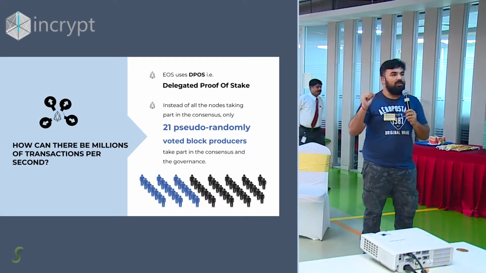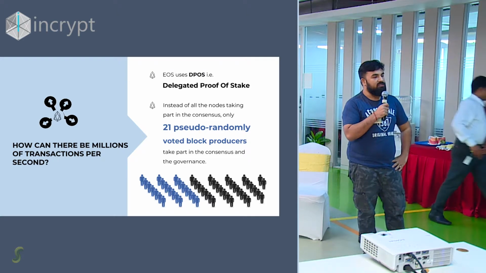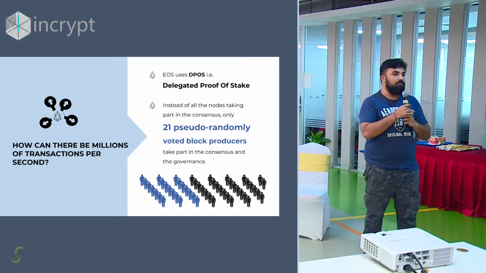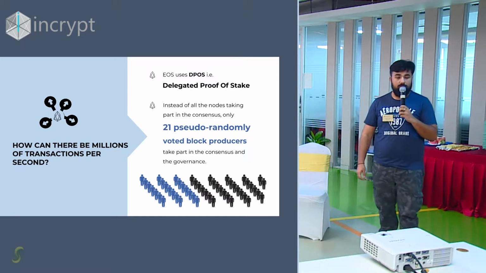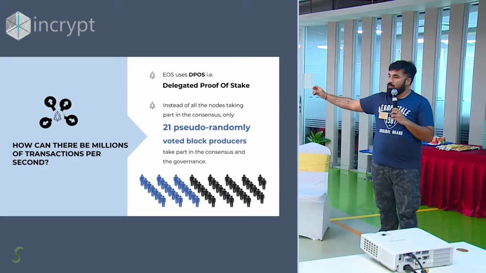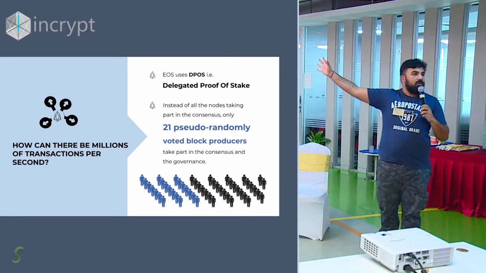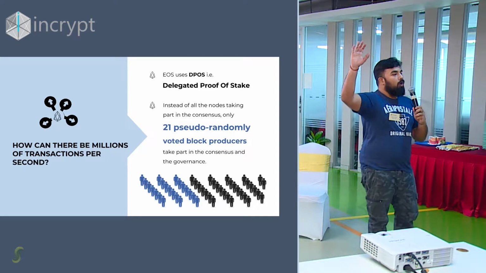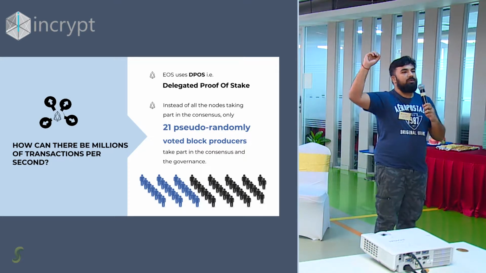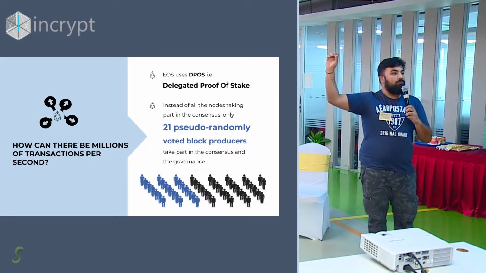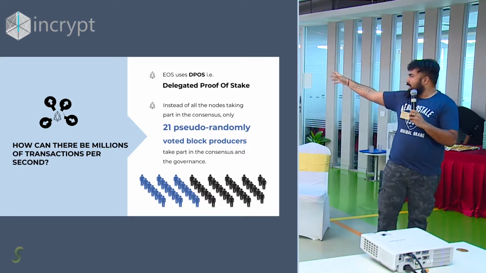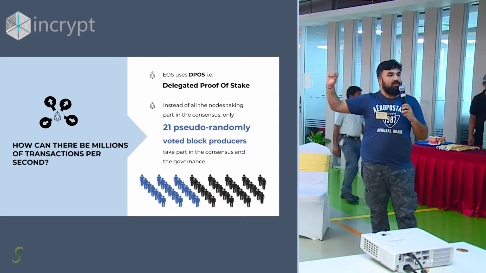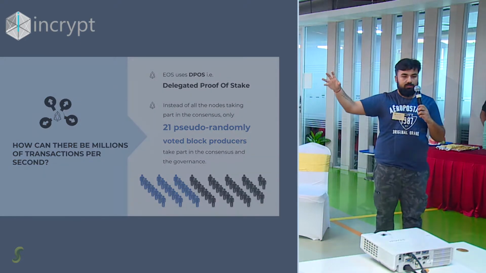For that, we need to know the consensus mechanism that EOS uses, and that is DPoS, or Delegated Proof of Stake. How does that work? Suppose there's this entire network. 21 block producers will be chosen through a continuous voting proposal. Of these 21 people, they will be in charge of the governance and the consensus inside the ecosystem itself.